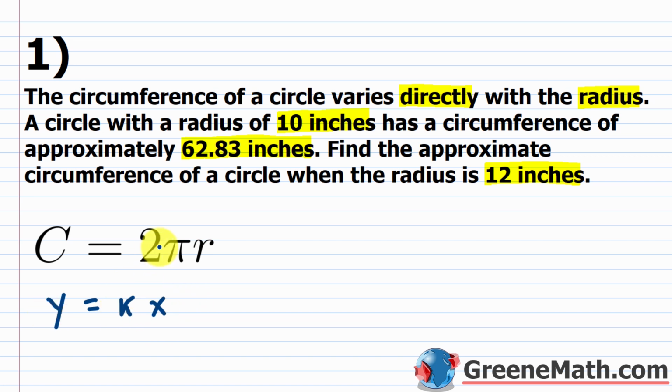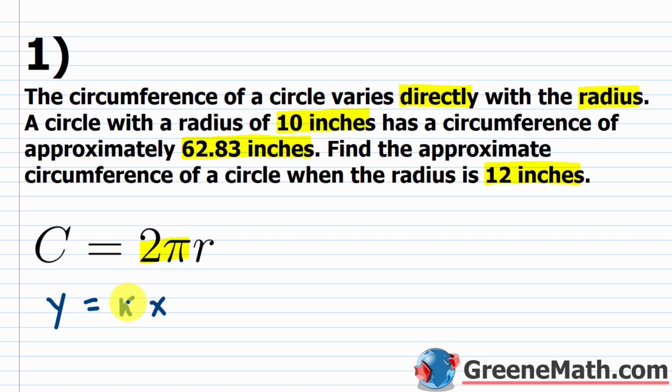In this case, your k is 2 pi. So that's not going to change. What is going to change is the radius of the circle that we want to find the circumference for. In the first instance is 10 inches. Then it goes to 12 inches. But once you find out this 2 pi value here, your constant of variation, you can figure it out for anything.